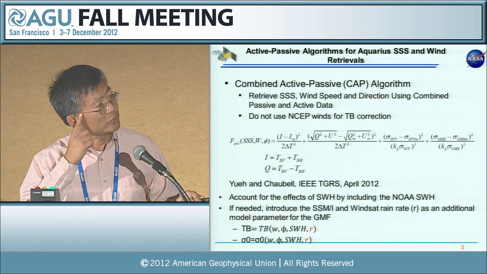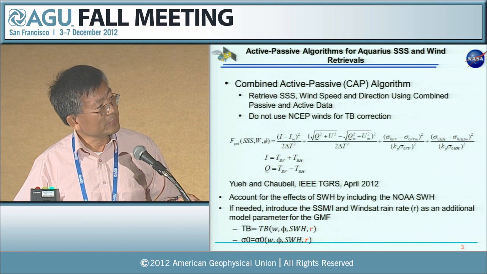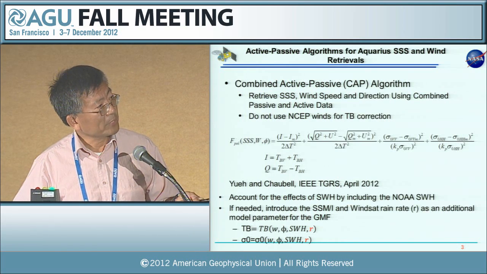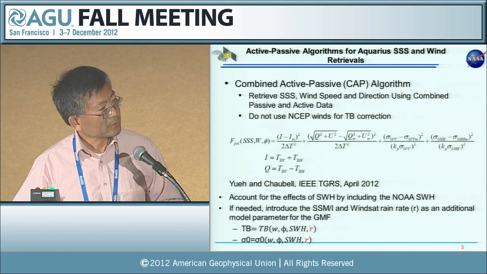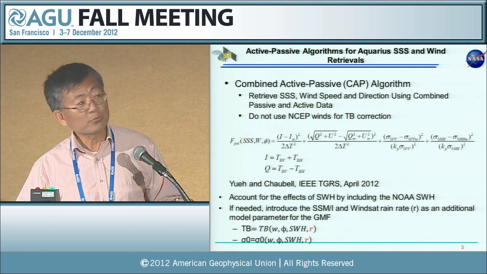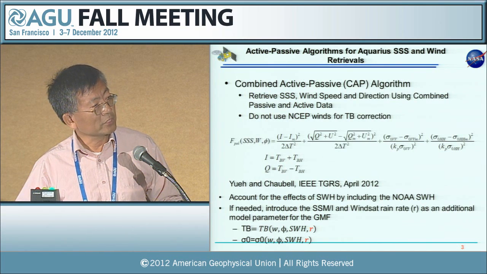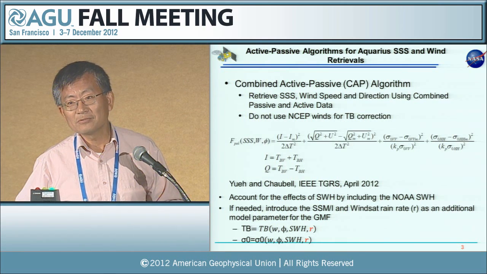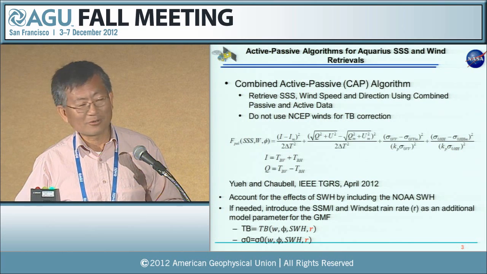And the algorithm has already been published at the beginning of this year. And since then, we have extended what we published early this year to include the effect of the waves. We have also done one more study to look into the effect of the rain, and that will be presented in a poster paper this afternoon. I welcome you to stop by. I'll be there to tell you what we have done on the rain correction.